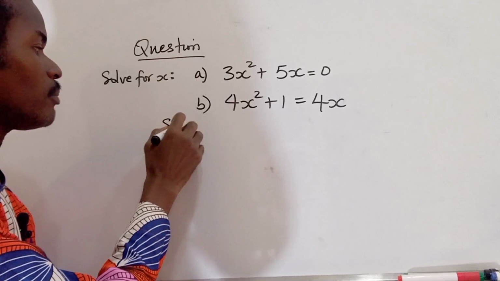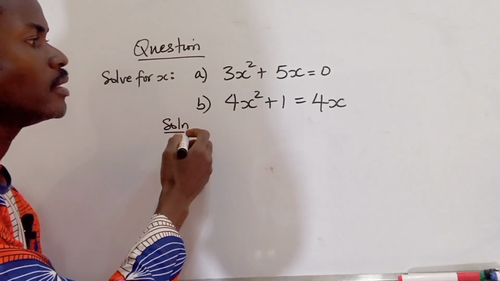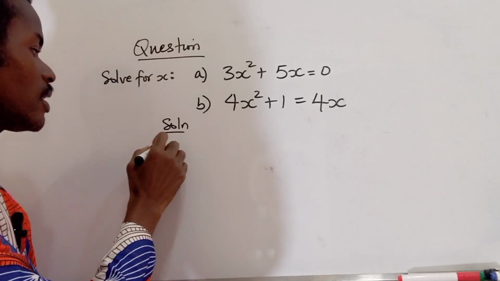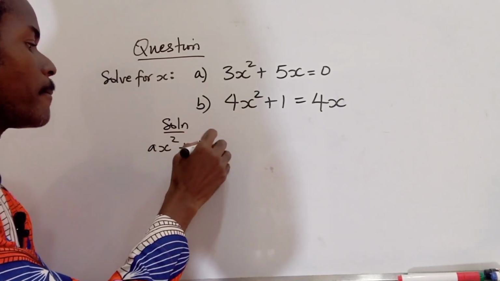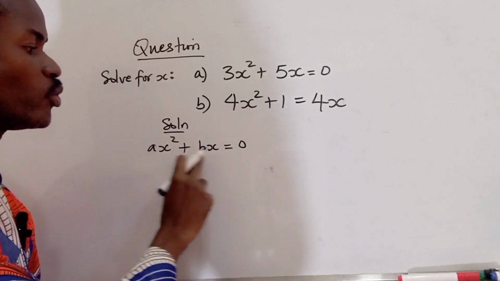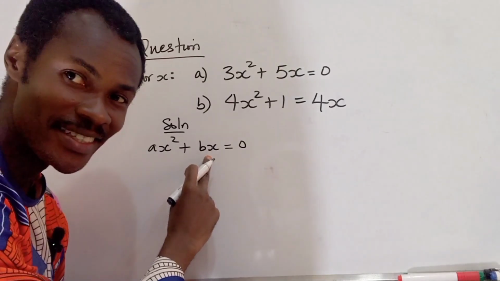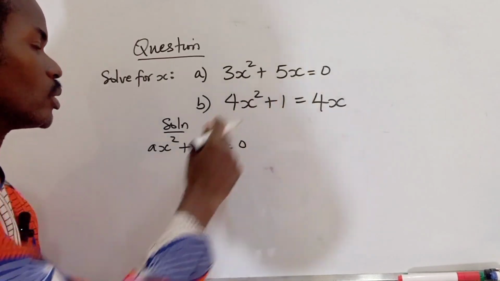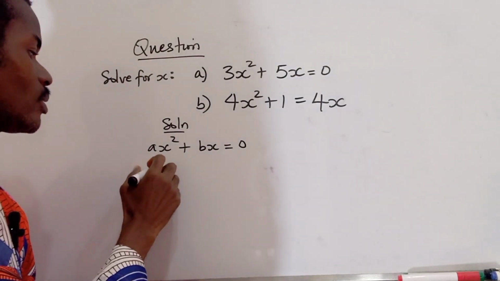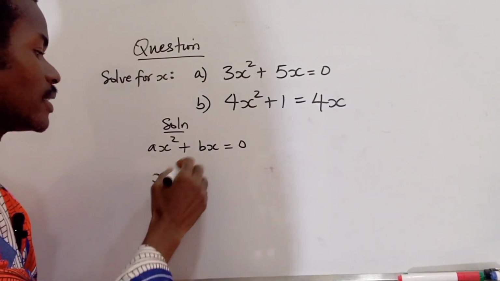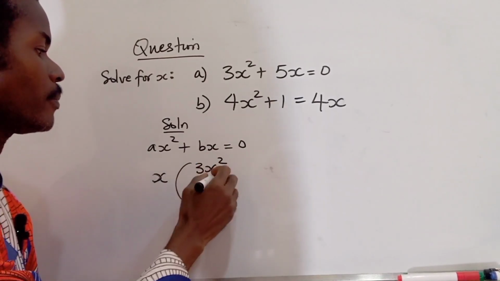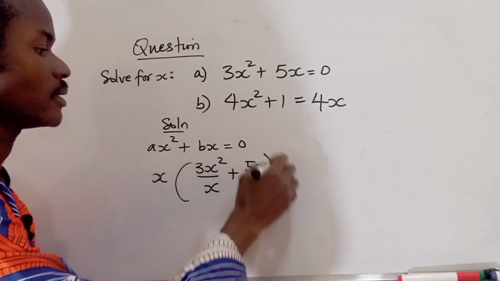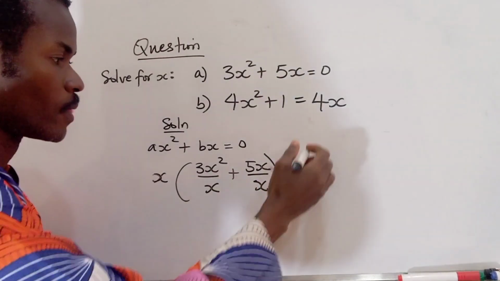So in this problem, we have the quadratic in this form, ax squared plus bx is equal to 0. Since we have it in this form and we don't have c in this case, we can factorize and look for what is common. What is common here is x. So I'm going to bring out x, and divide 3x squared by x, and plus 5x, I'm also going to divide by x, which is equal to 0.